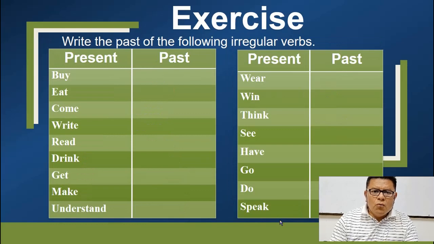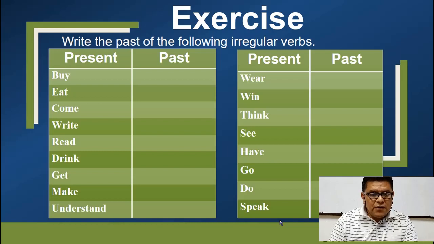Now we have the second exercise. In this exercise, it's necessary to write the past of the following irregular verbs. We have buy, eat, come, write, read, drink, get, make, understand, wear, win, think, see, have, go, do, speak. And remember, after this slide, we have the answers. Pause your video and try to write the past of these verbs. But if you don't remember, well, let's check the answers.